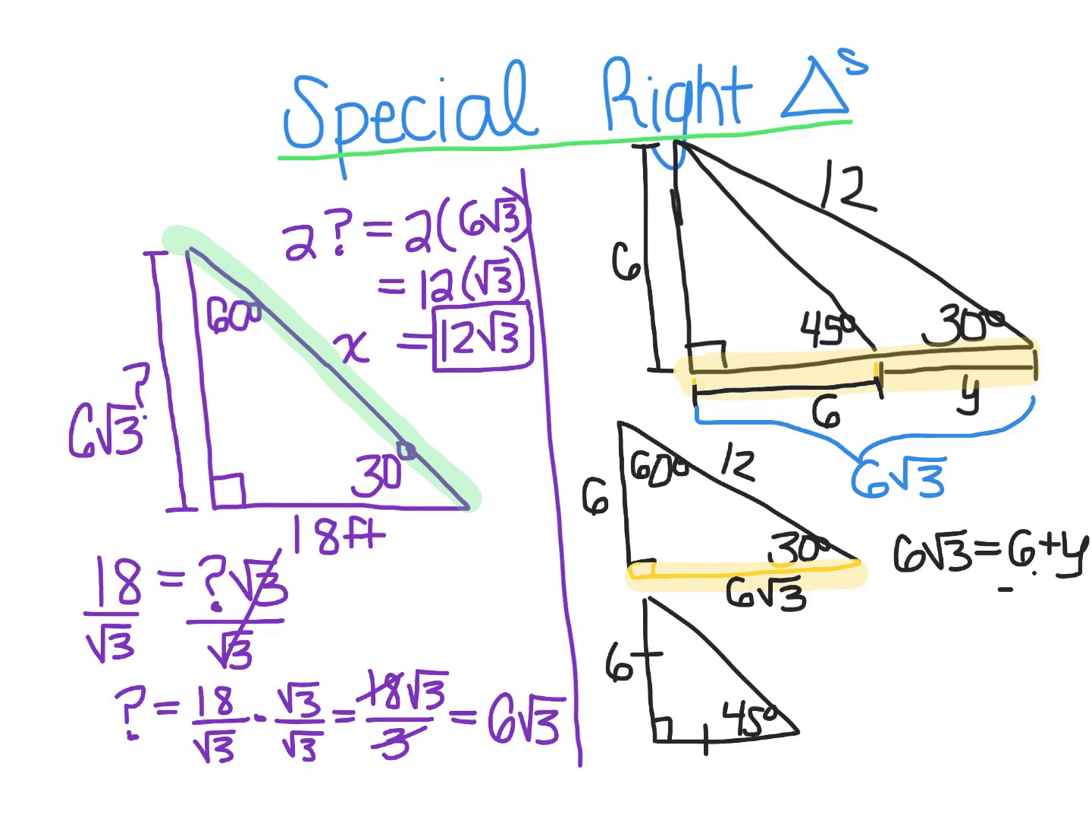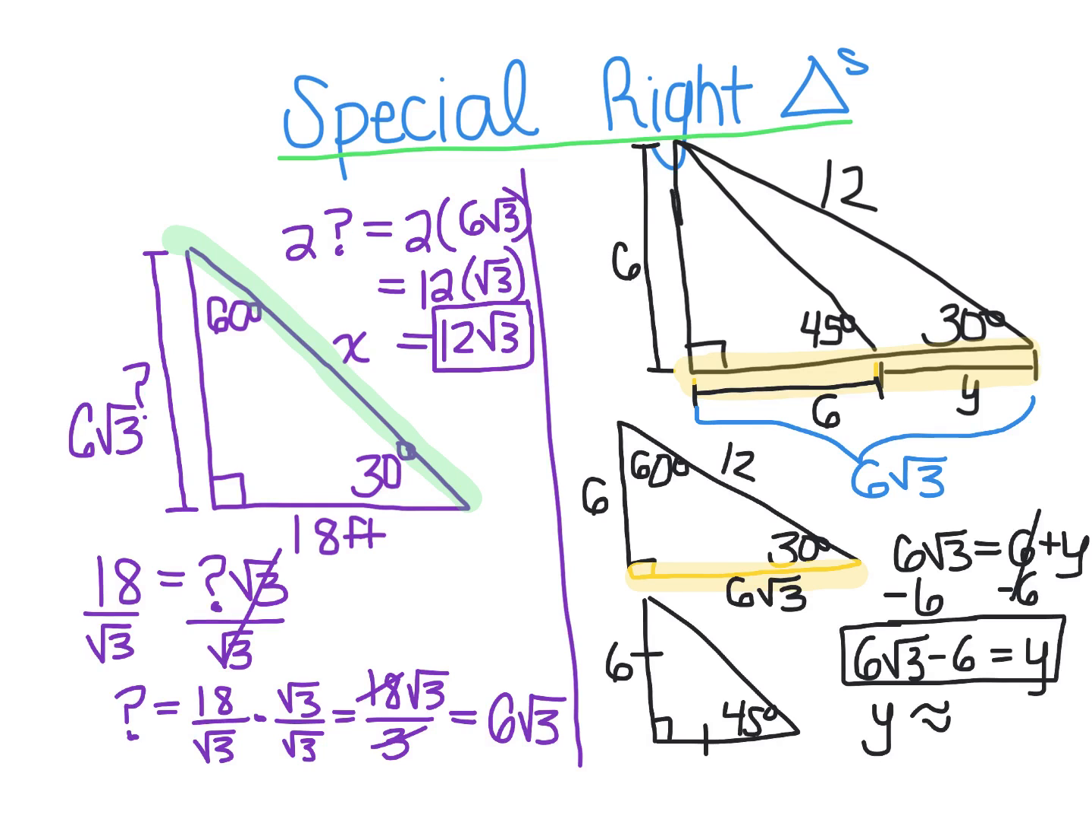So what would I do? I would subtract 6. Subtract 6. So my y value is going to be, well, if you wanted to leave it in the most accurate form, it would be like this. But if you had to plug it into your calculator and round it, that's going to be about 4.39.